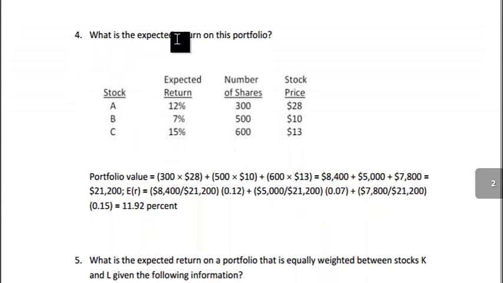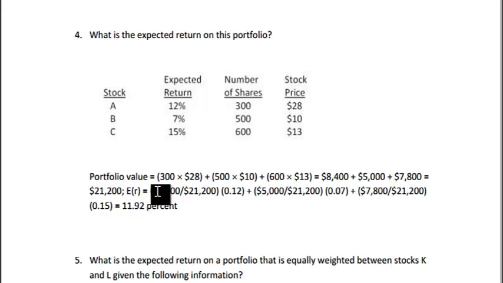Question 4, what is the expected return of this portfolio? So we have 3 assets, and we have 3 returns, and then these 2 final columns comprise the market value of the firm. So 300 times 28 is 8,400. 500 times 10 is 5,000. 600 times 17 is 7,800. Total value of the portfolio is 21,000. Okay, 21,200.